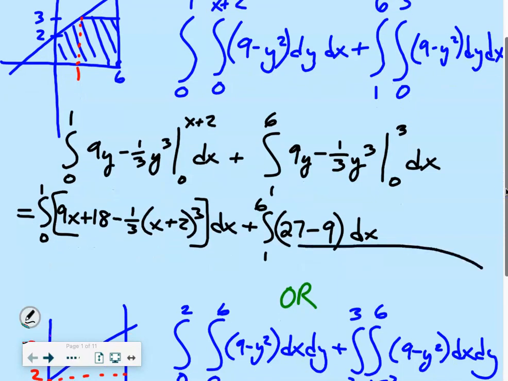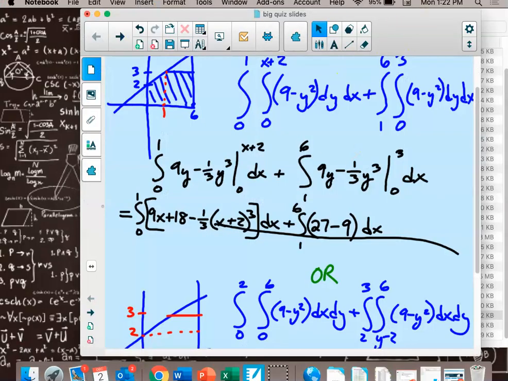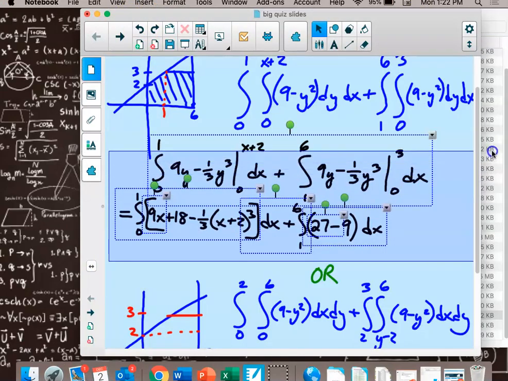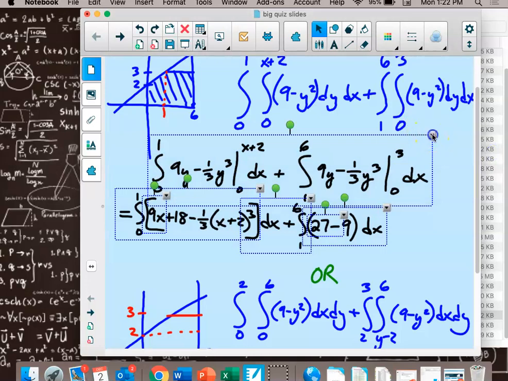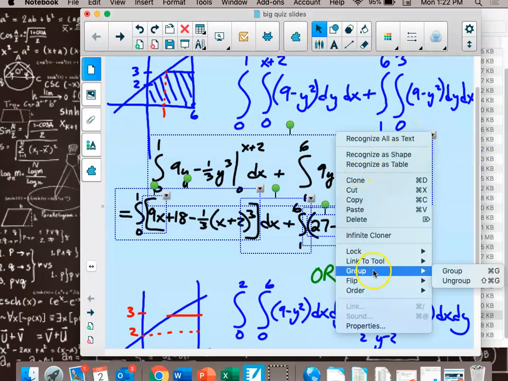You know what, I'm going to just do this. Edit, undo. Don't you wish when you were writing you had an undo? Okay, group.